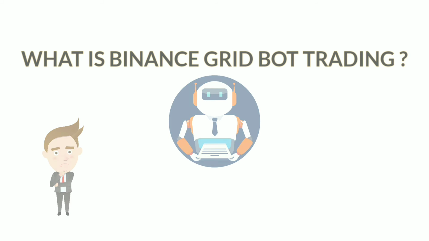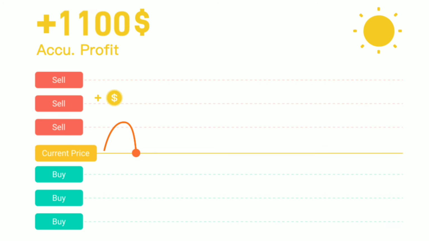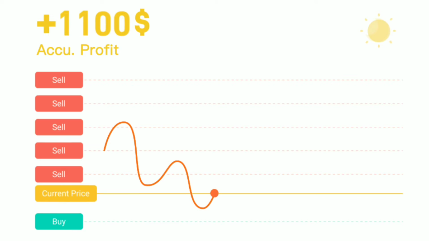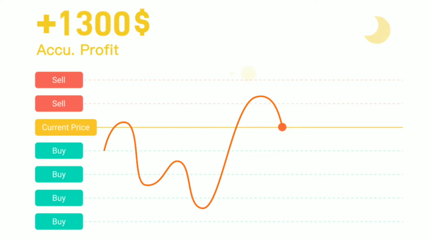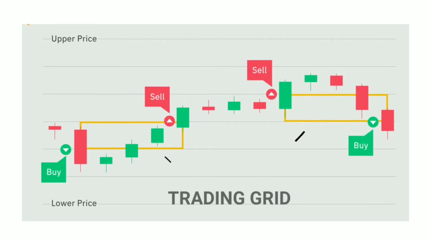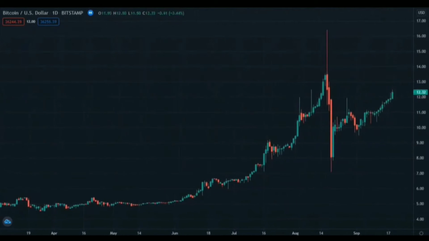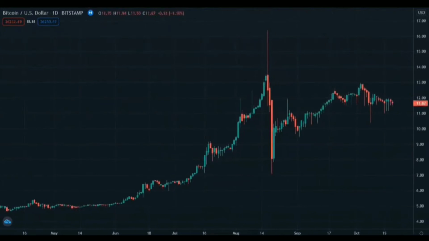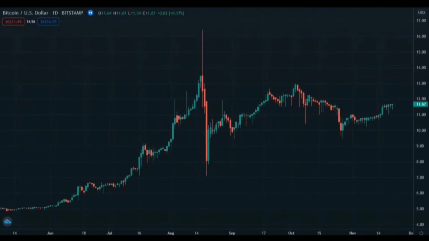What is Binance Grid Bot Trading? Grid trading is a strategic tool that allows you to make a profit by placing a series of long and short orders at set intervals around a set price. In this way, it constructs a trading grid. Grid trading performs the best in a volatile market when prices fluctuate at specific intervals.